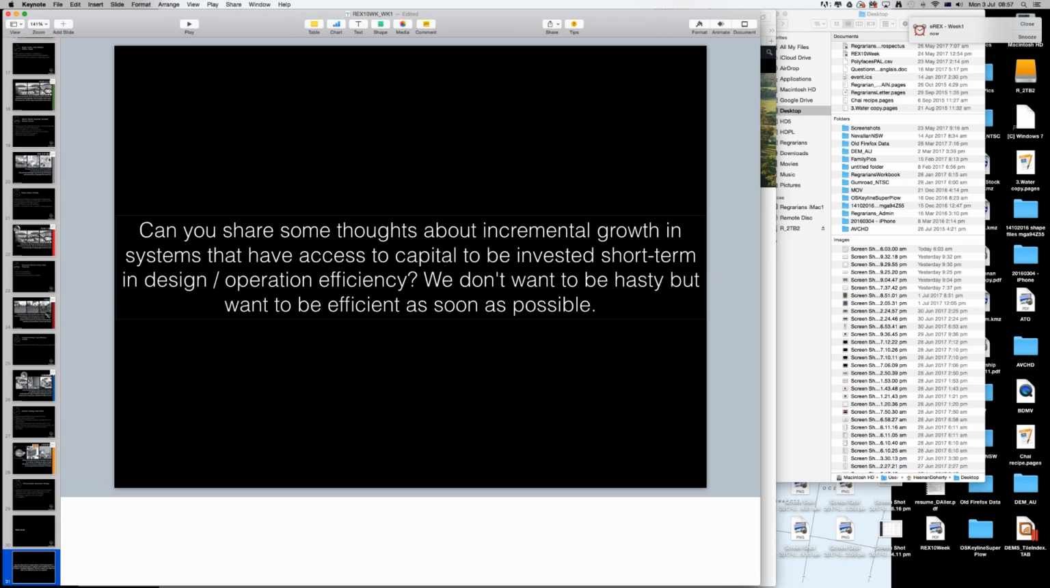Can you share some thoughts about incremental growth in systems that have access to capital to be invested short-term in design efficiency? We don't want to be hasty, but we want to be as efficient as possible. What a great question, and it's one that we work with so commonly. So many people have just got this little nest egg or little pile of capital or borrowings that they've got. Where should it be placed best? And that's again why this program. I'm really glad that you've asked this question, because it really ties directly into why I've designed this program the way I have.